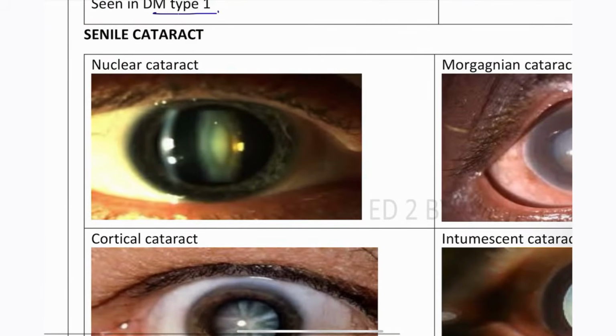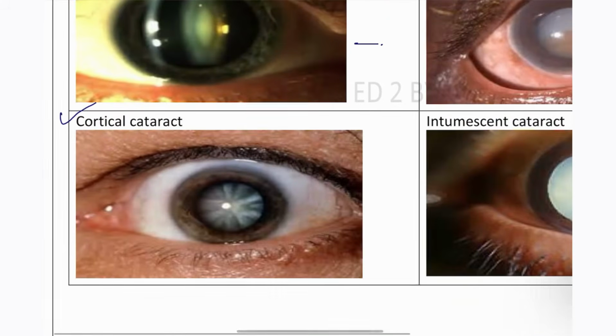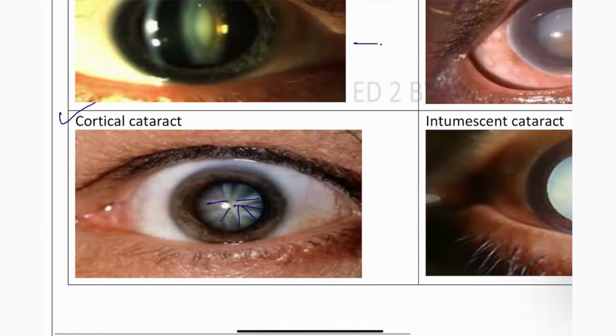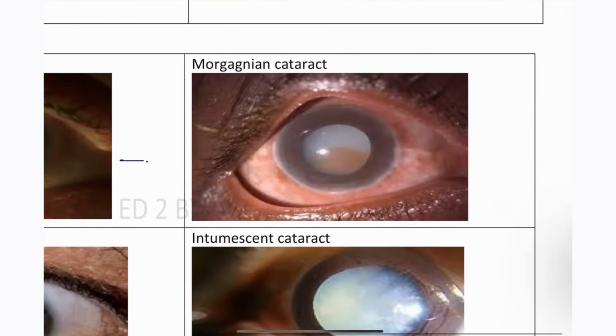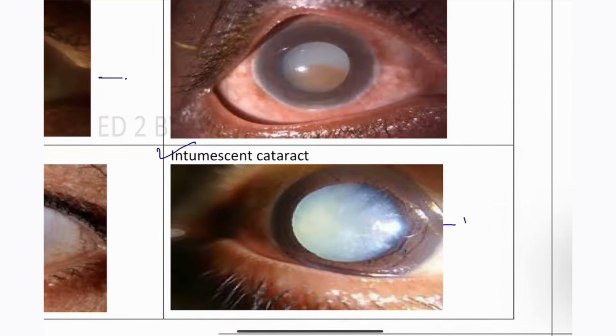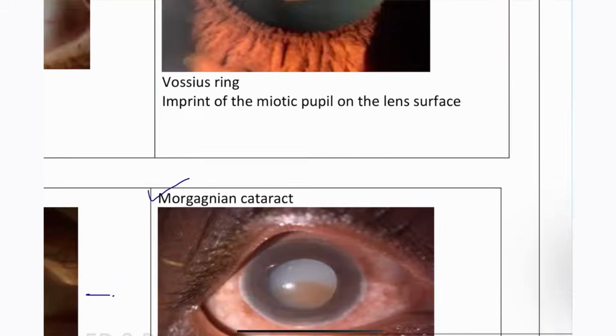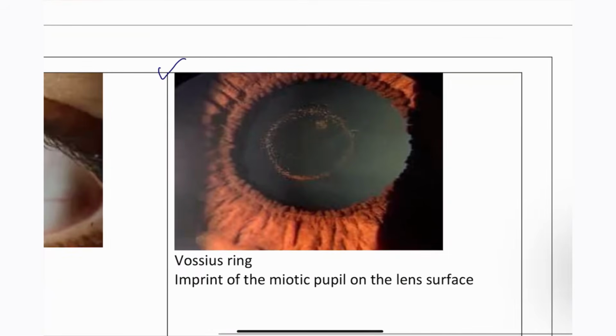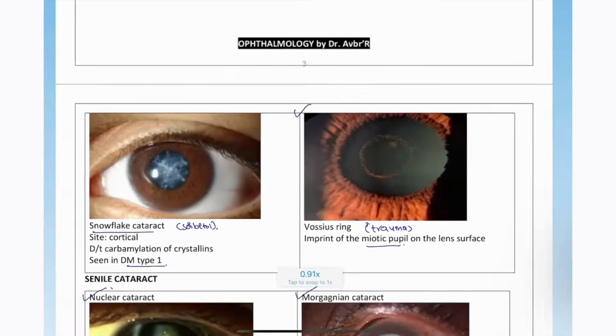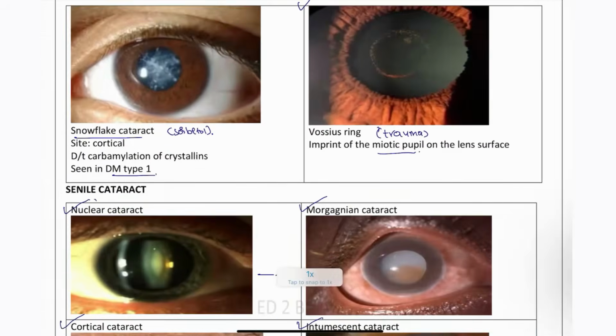Next, senile cataract. Here you can see this is one of the types, the nuclear cataract. This is the cortical cataract, where you can see a radiating pattern. And this is the Morgagnian cataract and intumescent cataract. Intumescent means fluid is completely accumulated here, and the lens is floating. That is the intumescent cataract. And this is the Vossius ring. Again, in patients who have suffered trauma, there is an imprint of the myotic pupil that you are going to see. This is the Vossius ring.